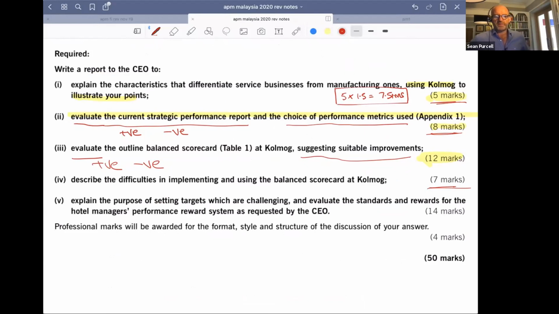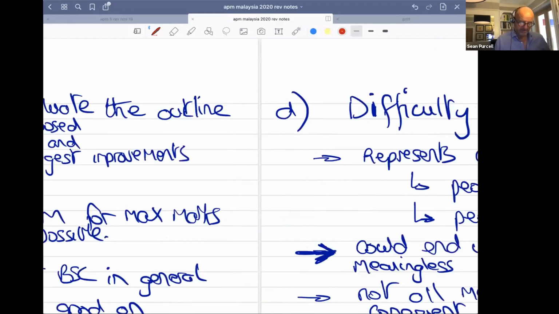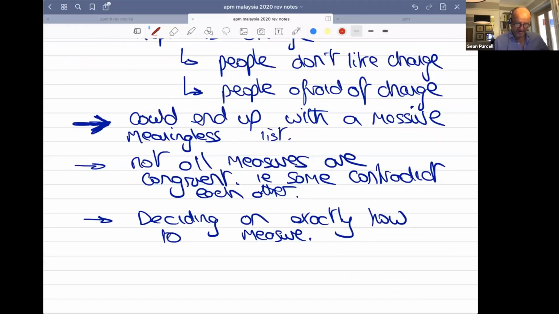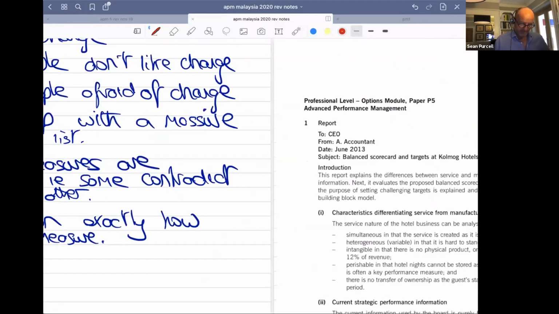Also, some of the measures might be difficult to quantify. So again, there's a quick brainstorm. That's what I would include. And then why do we set targets? You can really come back on this question on why do we set targets. Let me show you. So difficulty is change. People don't like change. Not all measures are congruent. Some contradict.